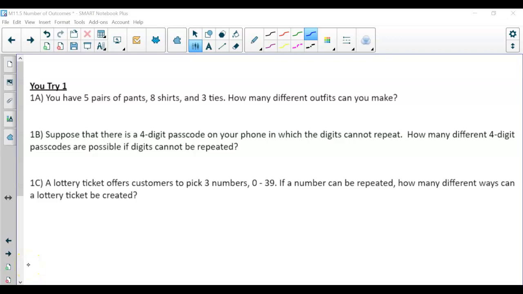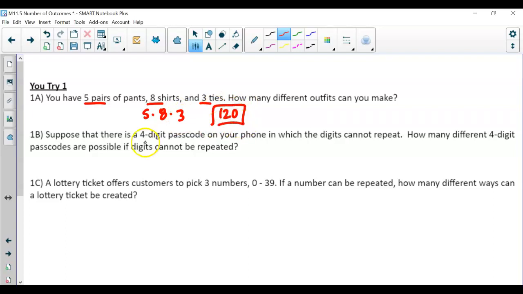And here we go. So here you have 5 pants, 8 shirts, 3 ties. How many different outfits can be made? So here's your fundamental counting principle: 5 times 8 times 3. So there are 120 different outfits that can be made.